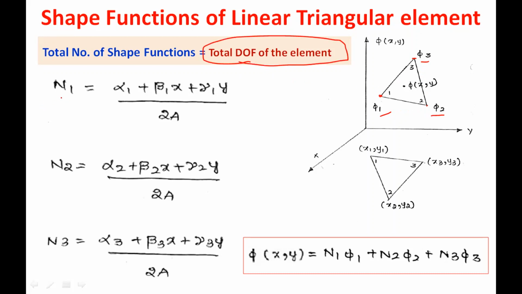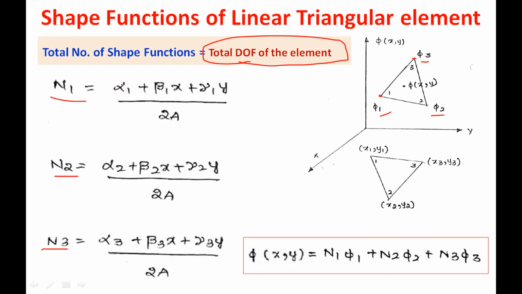That is why we are getting the 3 shape functions N1, N2, N3, where N1 is equal to alpha 1 plus beta 1 x plus gamma 1 y, divided by 2A. N2 is alpha 2 plus beta 2 x plus gamma 2 y, divided by 2A. N3 is equal to alpha 3 plus beta 3 x plus gamma 3 y, divided by 2A.